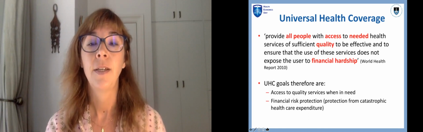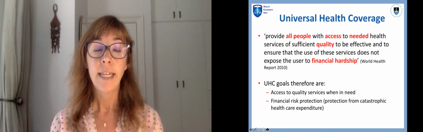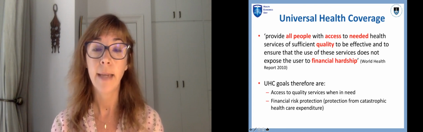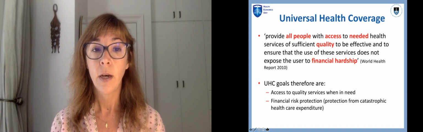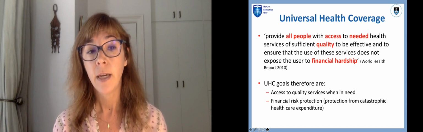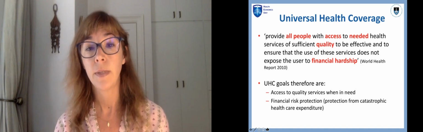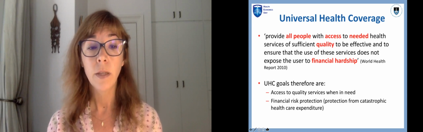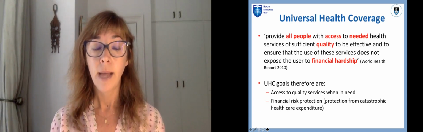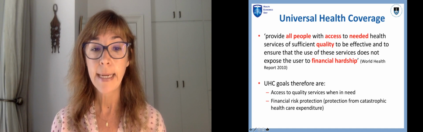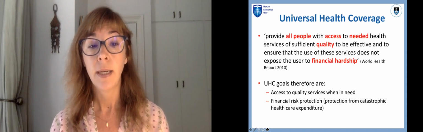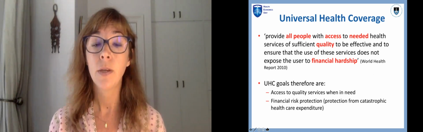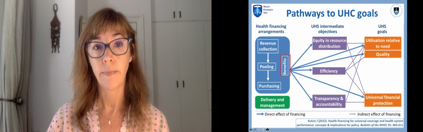So what is universal health coverage? The definition I like is that UHC is about providing all people with access to needed health services of sufficient quality to be effective and to ensure that the use of those services does not expose the user to financial hardship. The goals of UHC, therefore, are access to quality services when in need and financial risk protection. In other words, protection from catastrophic healthcare expenditure during the use of health services.